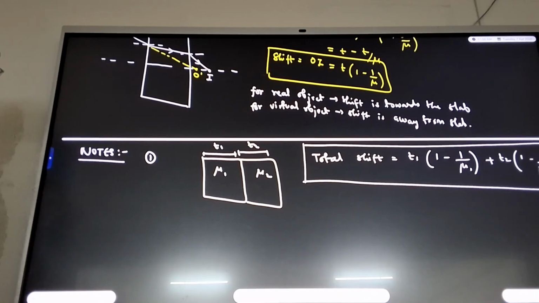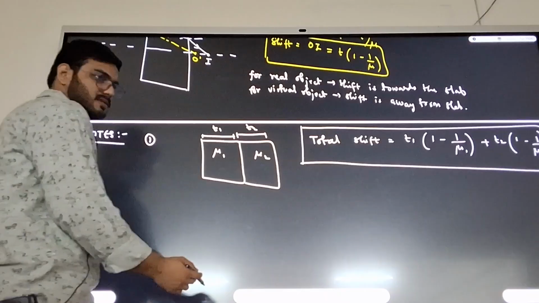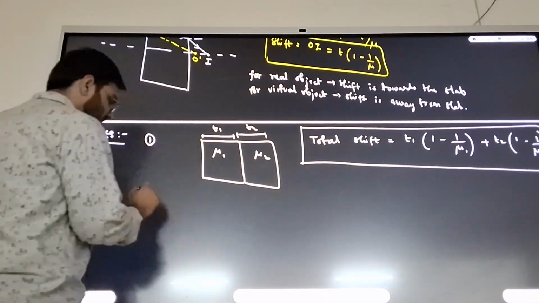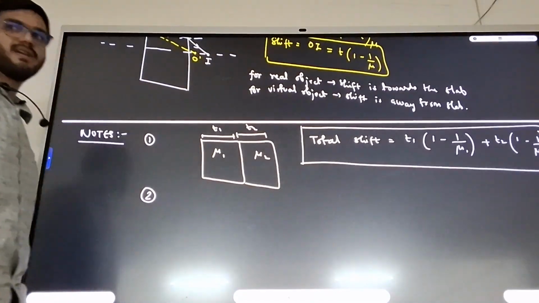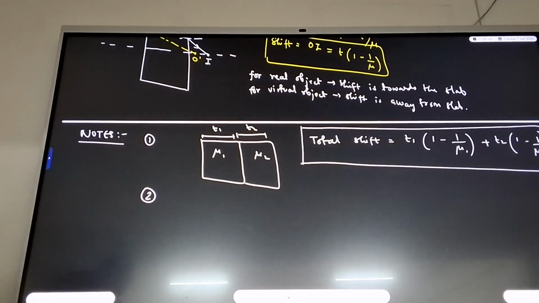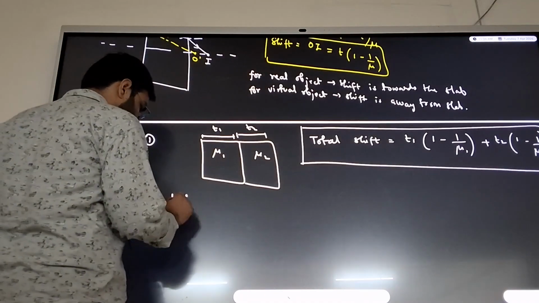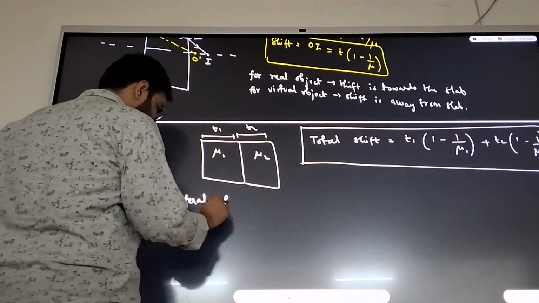There is something called lateral shift. I'm not going to derive the formula, but I think the derivation is quite simple. If you want, you can go and check in DC Pandey after module 4. There is a derivation of lateral shift, but I'm just going to give you the formula directly.